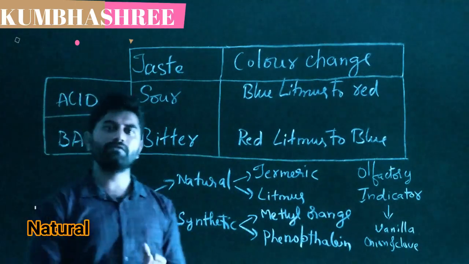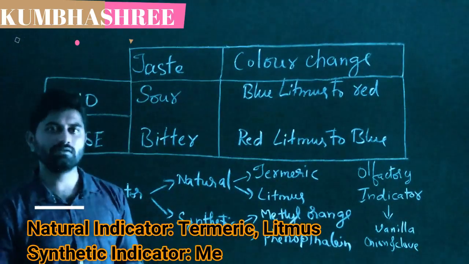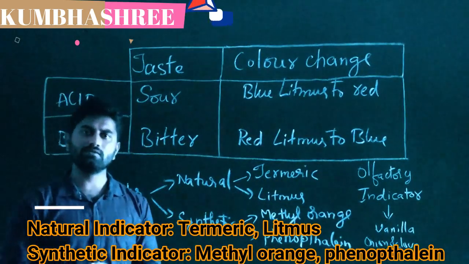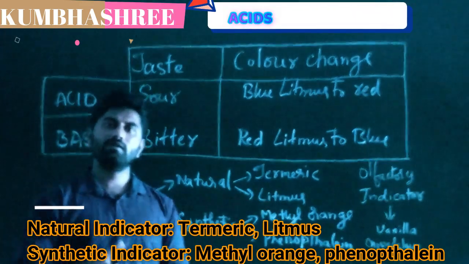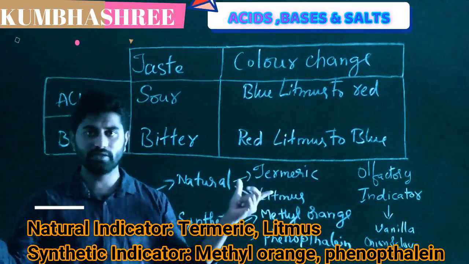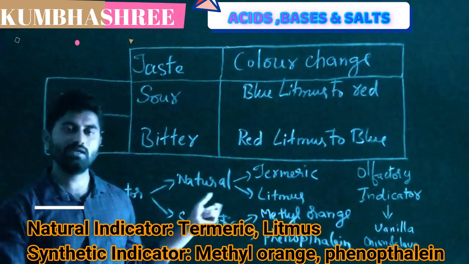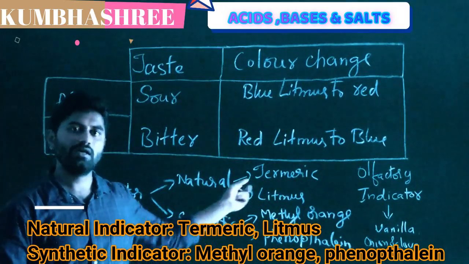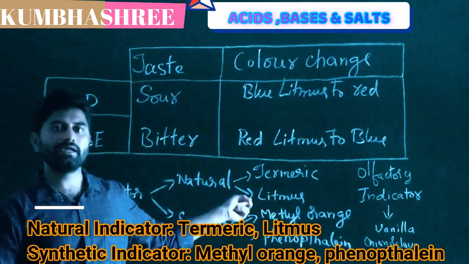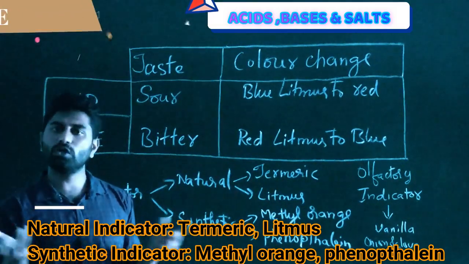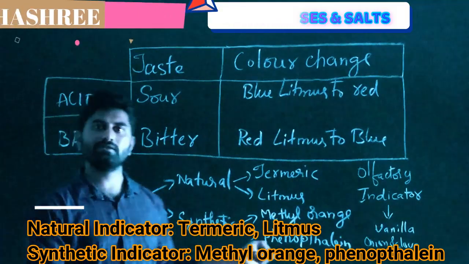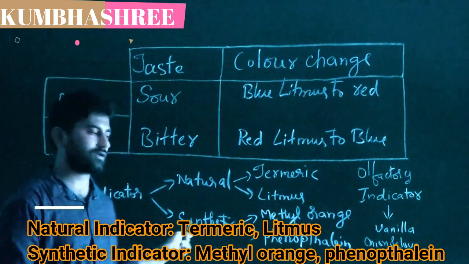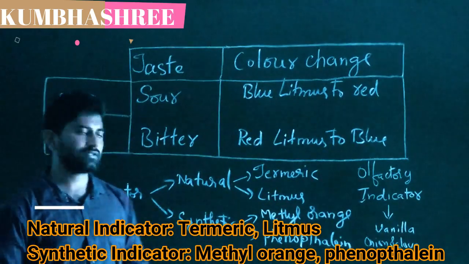There are two types of indicator. One is natural indicator, and the other is synthetic indicator. Natural indicator means one which is obtained naturally, like the water and the air, which are present naturally. So anything which is obtained naturally is said to be a natural indicator. Example: turmeric and litmus, which are obtained naturally, are natural indicators, and synthetic ones are like methyl orange and phenolphthalein. These are called synthetic indicators.